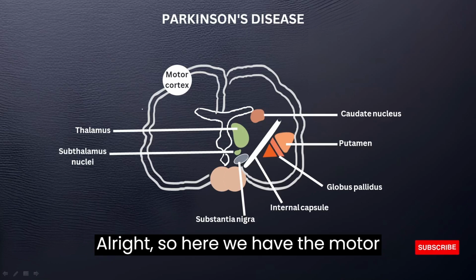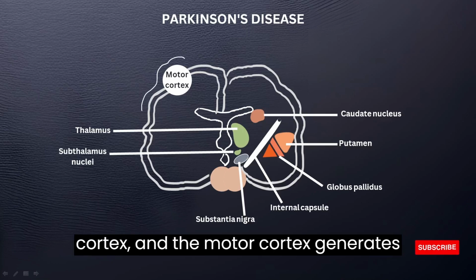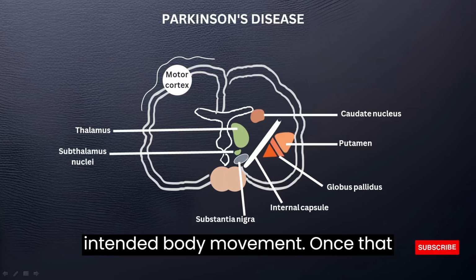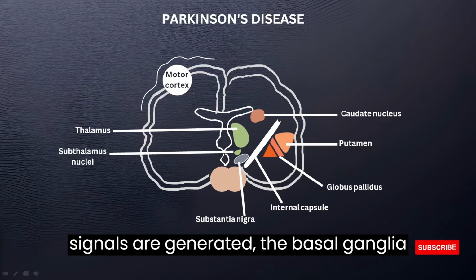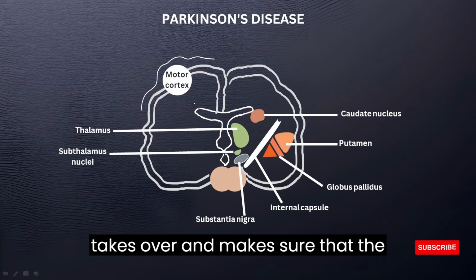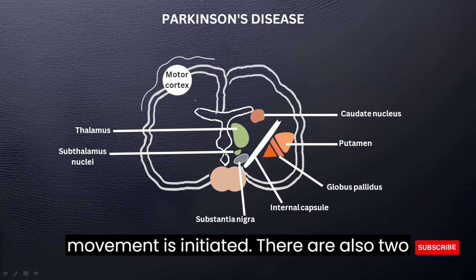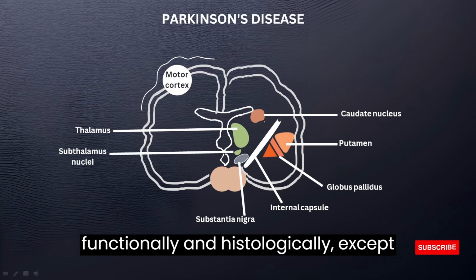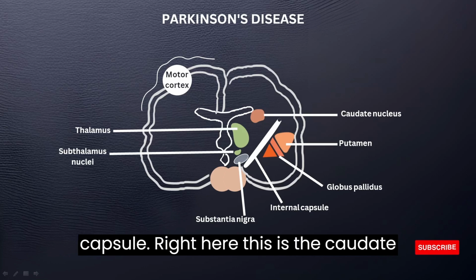Alright, so here we have the motor cortex, and the motor cortex generates the impulse that is necessary for an intended body movement. Once those signals are generated, the basal ganglia takes over and makes sure that the movement is initiated. There are also two structures that are very similar, both functionally and histologically, except that they are divided by the internal capsule right here.